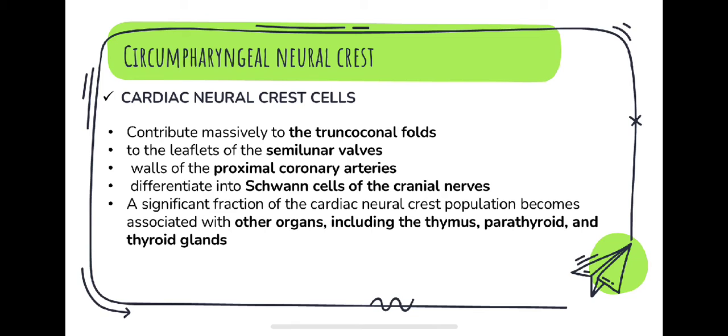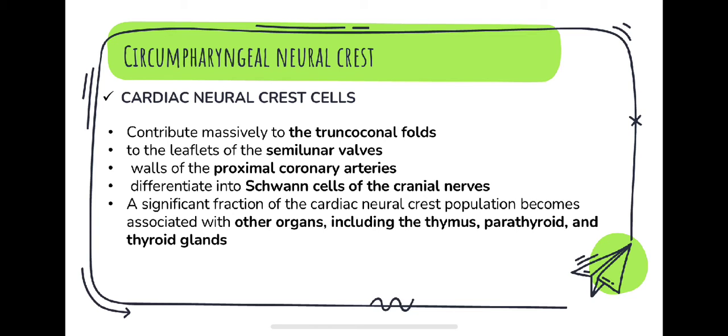Cardiac neural crest cells contribute massively to the truncoconal fold. These cells considerably contribute to heart development and the development of other organs. Several severe abnormalities of these organs result from deficiencies of the cardiac neural crest. One such abnormality is DiGeorge syndrome, caused by a deletion on chromosome 22 in humans.